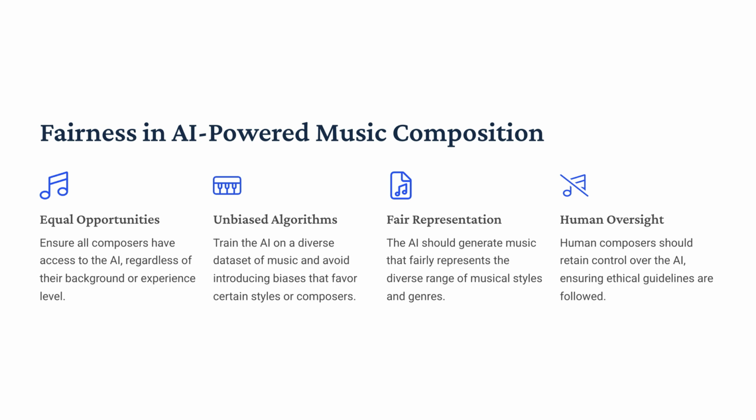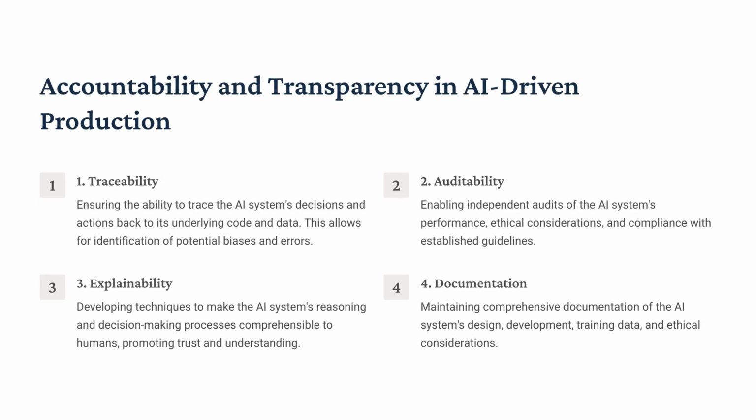I only covered one tiny piece of it in that example, but you want to make sure you have human oversight from start to finish through the whole thing. And then accountability and transparency in AI-driven production. With traceability, we're ensuring the ability to trace the AI system's decisions and actions back to the underlying code and data.